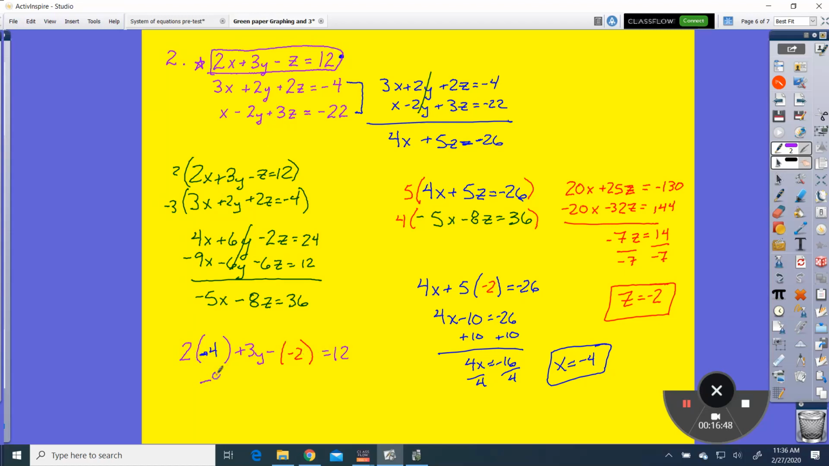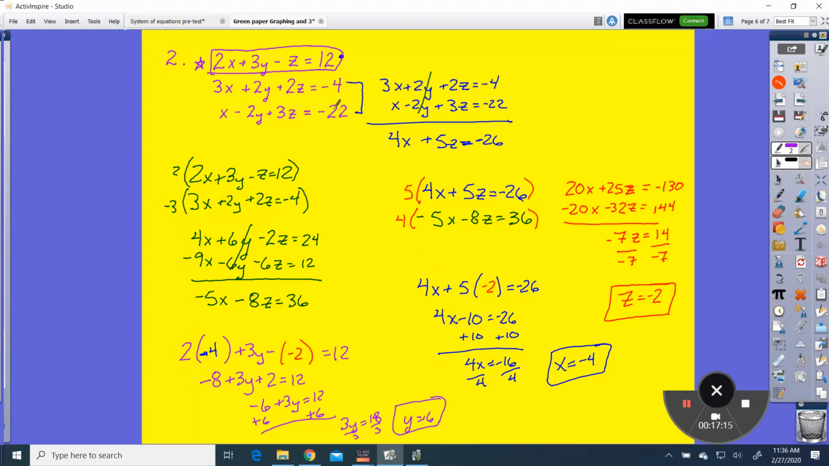So 2 times negative 4 is negative 8, plus 3y plus 2, because a negative and a negative make a positive, equals 12. Negative 8 plus 2 is negative 6, plus 3y equals 12, so I add 6 to each side. So 3y equals 18. So divide it by 3, and I get that y equals 6. So that's how we do 3 equations, 3 unknowns.